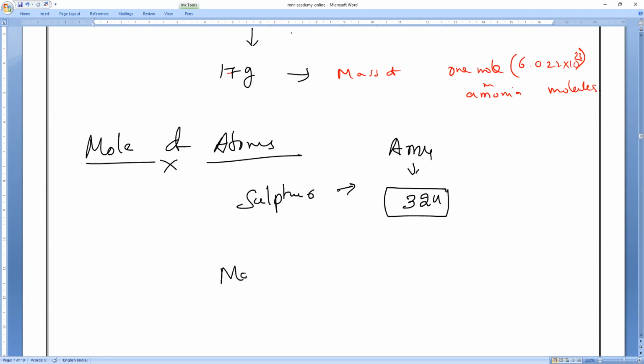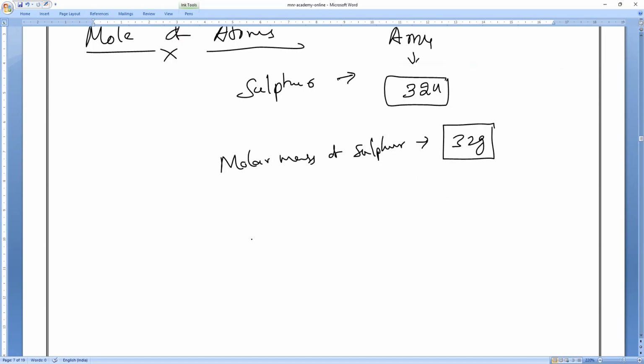This is the amu. What is the molar mass of sulfur? 32 grams, that's all. Molar mass we can also call gram molecular mass, GMM. Understood everybody? Clear? So, if I take 32 grams, now beautifully I'll say, listen.